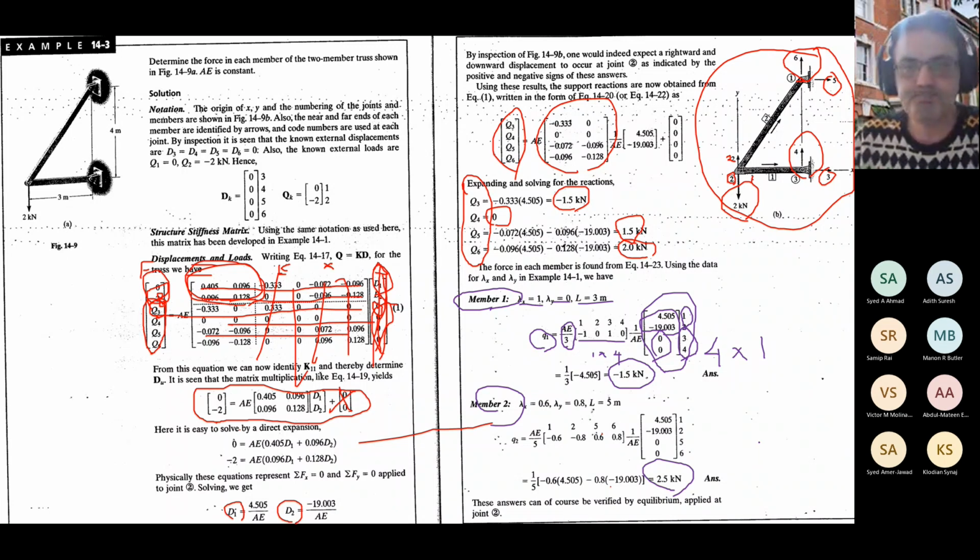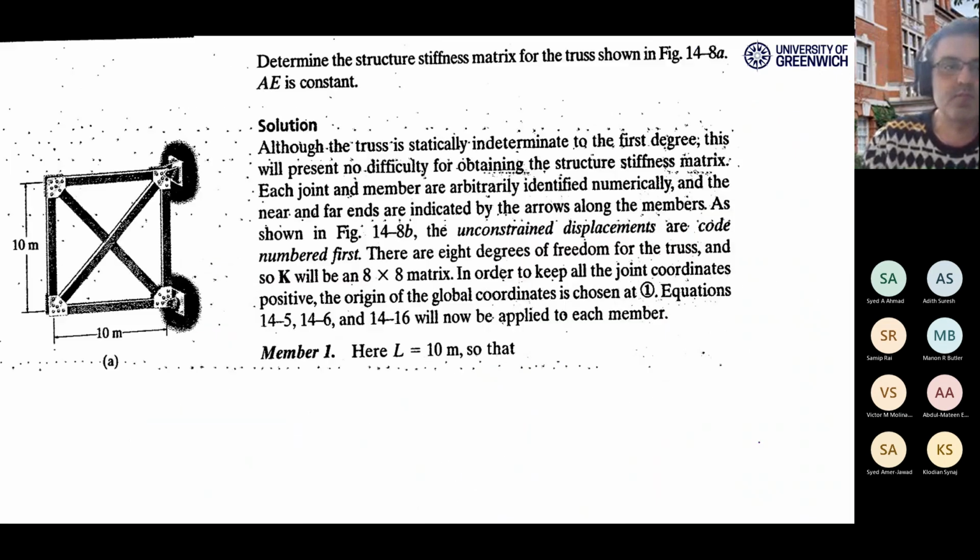So, I believe you all are bearing with me and fully understood what we have done in this example. Good. We proceed to another example, which is this one.